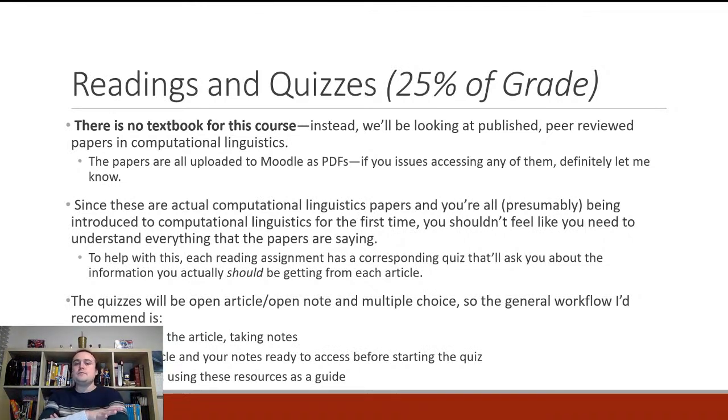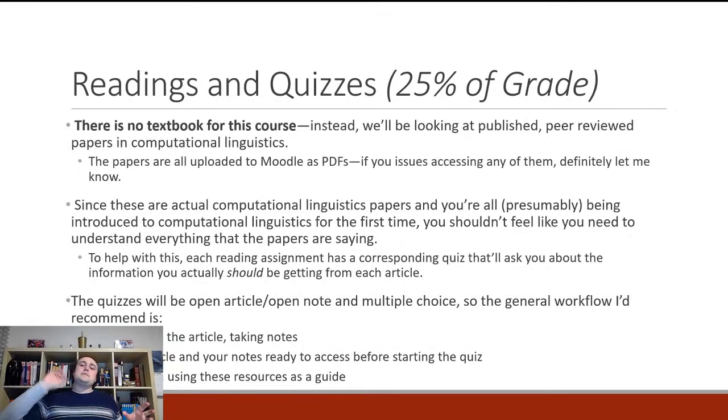The papers are all uploaded to Moodle as PDFs. If you have issues accessing any of them, or reading the font, or they're too blurry or anything like that, let me know and I'll get you a different version. Since these are actual computational linguistics papers, and you're all presumably being introduced to computational linguistics for the first time this semester, don't feel like you need to understand everything that the papers are saying. Please do not turn the readings into a stressful torture session, right? That's not what I want. I want you to just read through. As long as you can actually read the words, you're doing well.